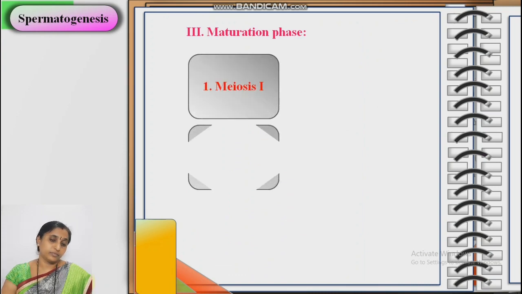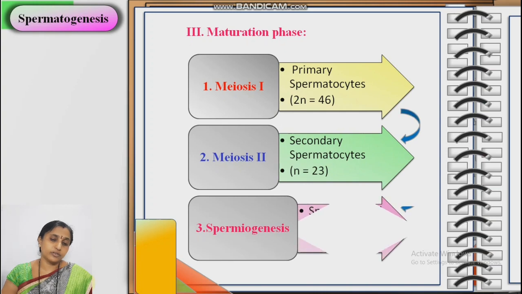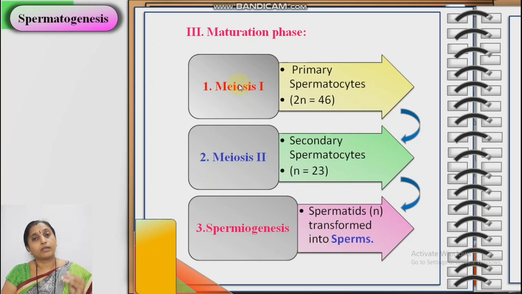Maturation phase of spermatogenesis includes meiosis 1, meiosis 2 and spermiogenesis. Okay. Multiplication phase includes mitosis. Growth phase, accumulation of the food. And here the maturation phase includes meiosis 1, meiosis 2, spermiogenesis.